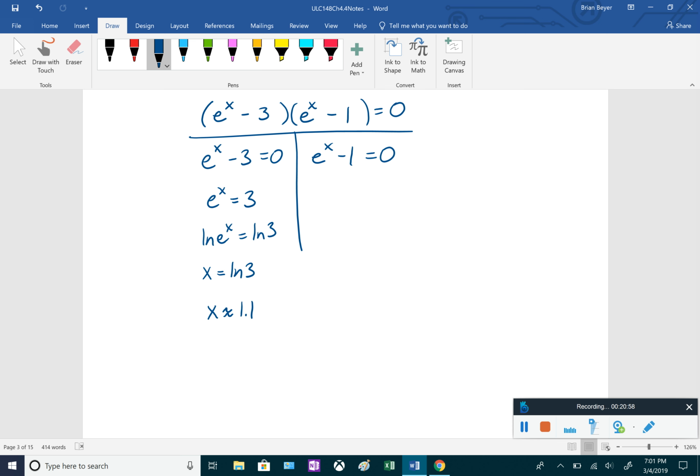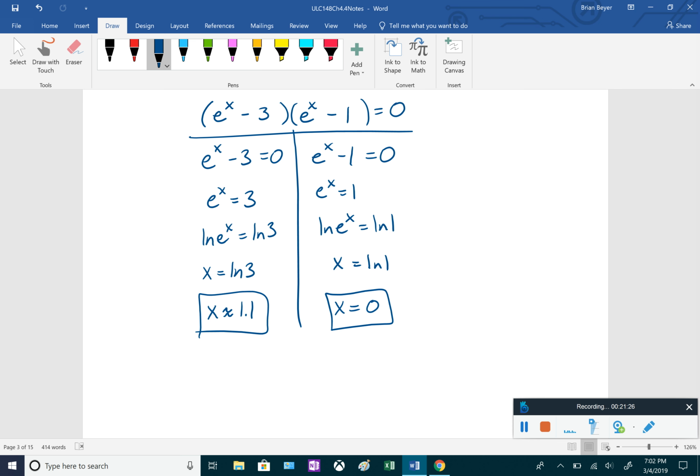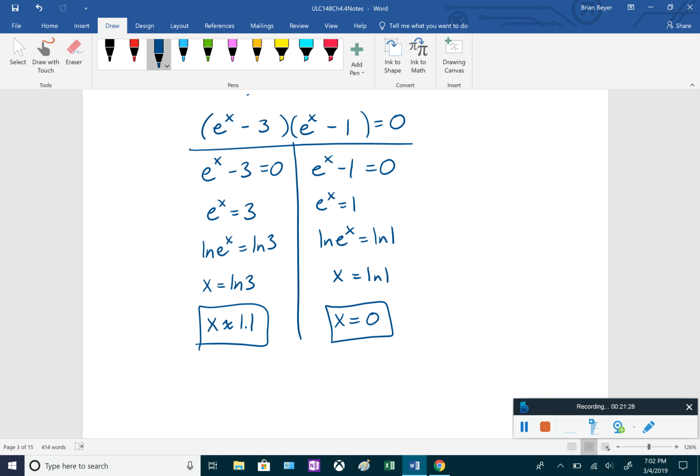Okay, on the right-hand side, we have e to the x minus 1 equals 0. So we add 1 to both sides and get e to the x equals 1. So take the ln of both sides, ln of e to the x equals ln of 1. We get x equals the ln of 1. Hopefully we don't have to plug that in the calculator. The ln of 1 equals 0. So we get these two answers. x is about 1.1 and then x is 0.